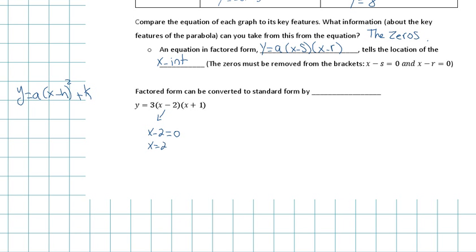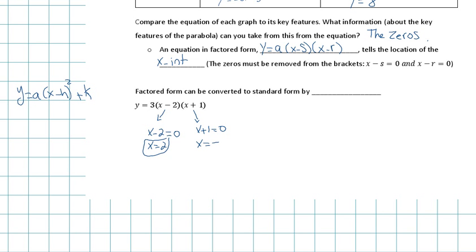Okay? I do the same thing for the other bracket. I set it equal to 0. Bring the plus 1 over, what does it become? What does it become when I bring it over? Negative 1. So these are my 2 zeros.